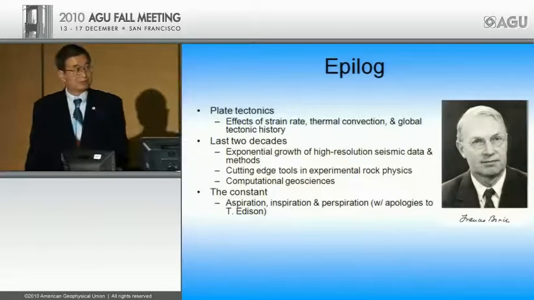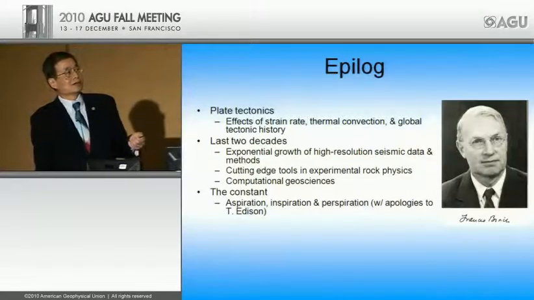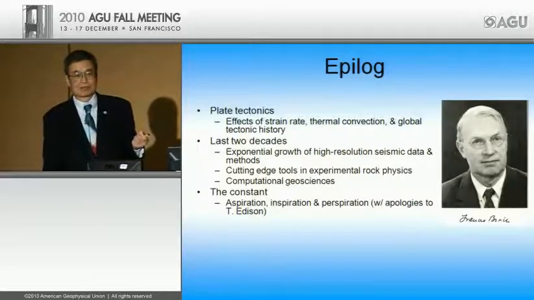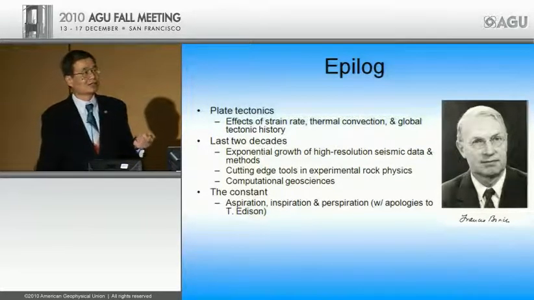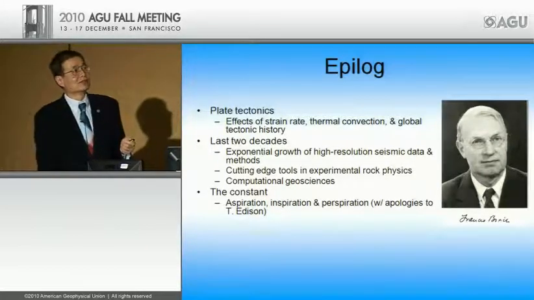Right, I just want to put this picture up here. When Birch published his paper, he did not have the help of a conceptual framework. That is the framework of plate tectonics. So he couldn't really say too much about the effect of strain rate, thermal convection, and global tectonic history, which turns out to be all very important.